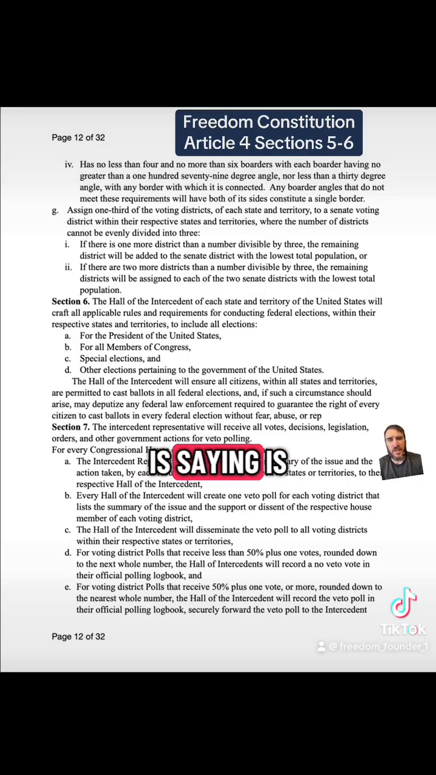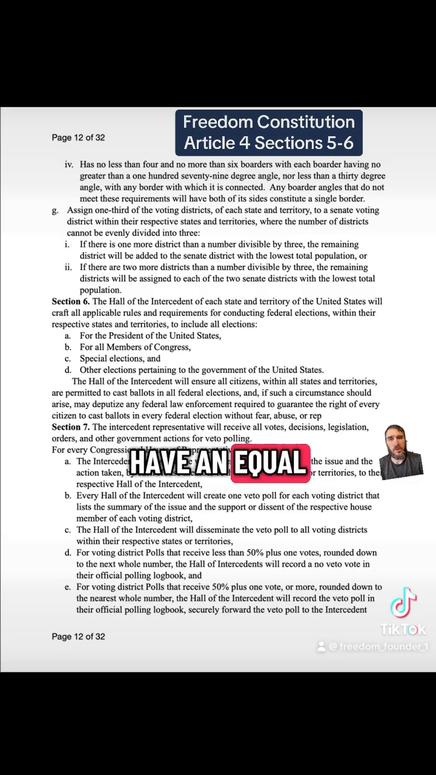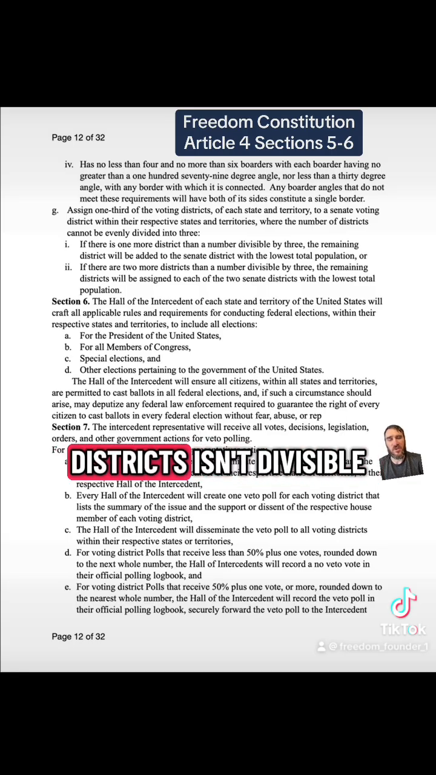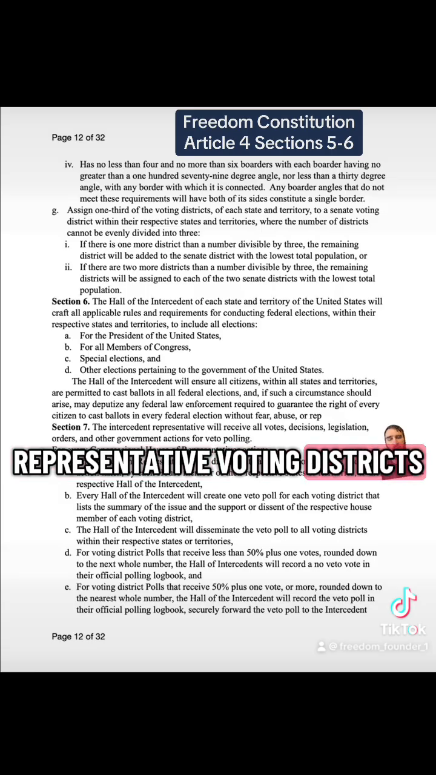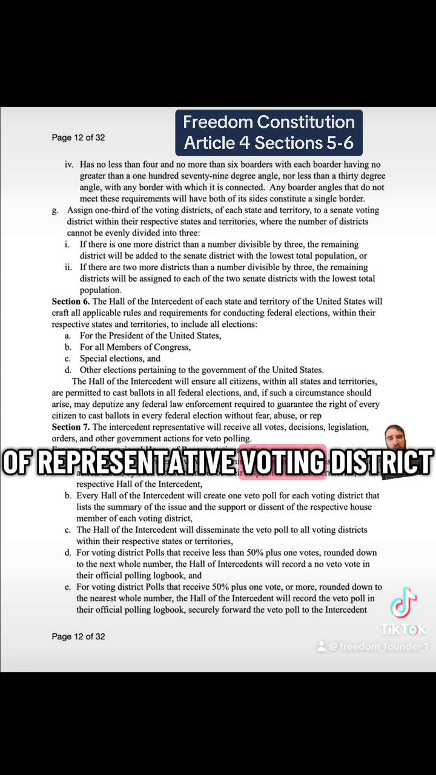So what this is saying is that every state and territory will be divided into 3 sections. Each section will have an equal number of House of Representatives voting districts. If the House of Representatives voting districts isn't divisible by 3, the Senate voting district, the 1/3 of the state that has the lowest total population, will receive 1 extra. If there's 2 extra House of Representatives voting districts, the 1/3 of the state that has the most people or the greatest population does not receive an extra House of Representatives voting district, and the other 2 do.